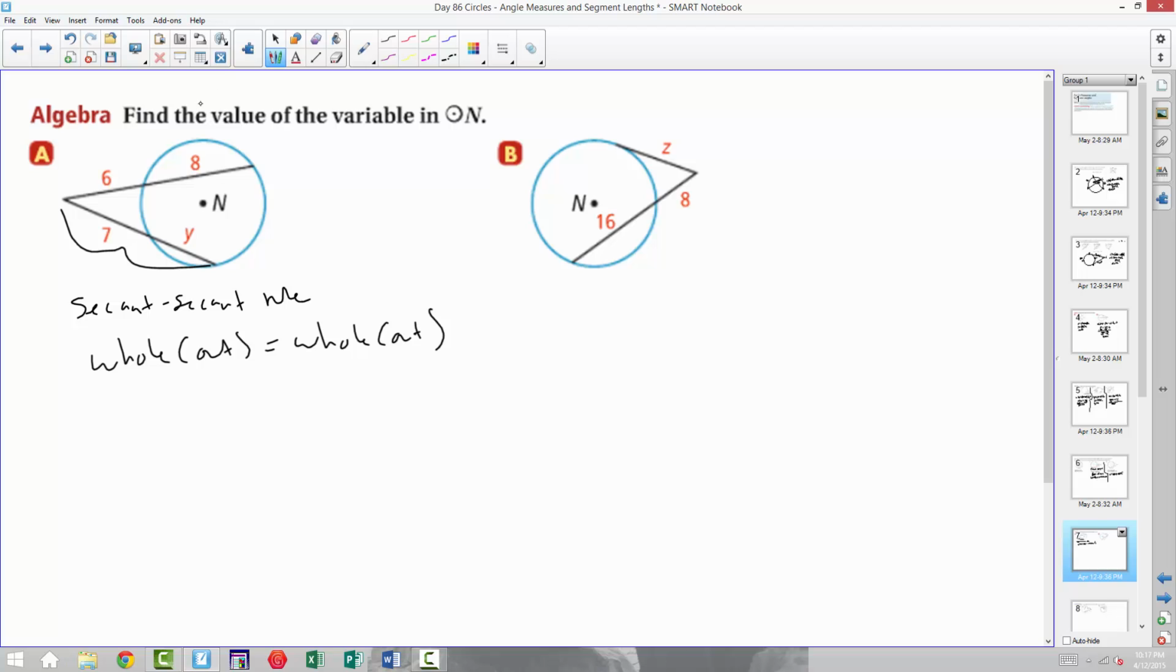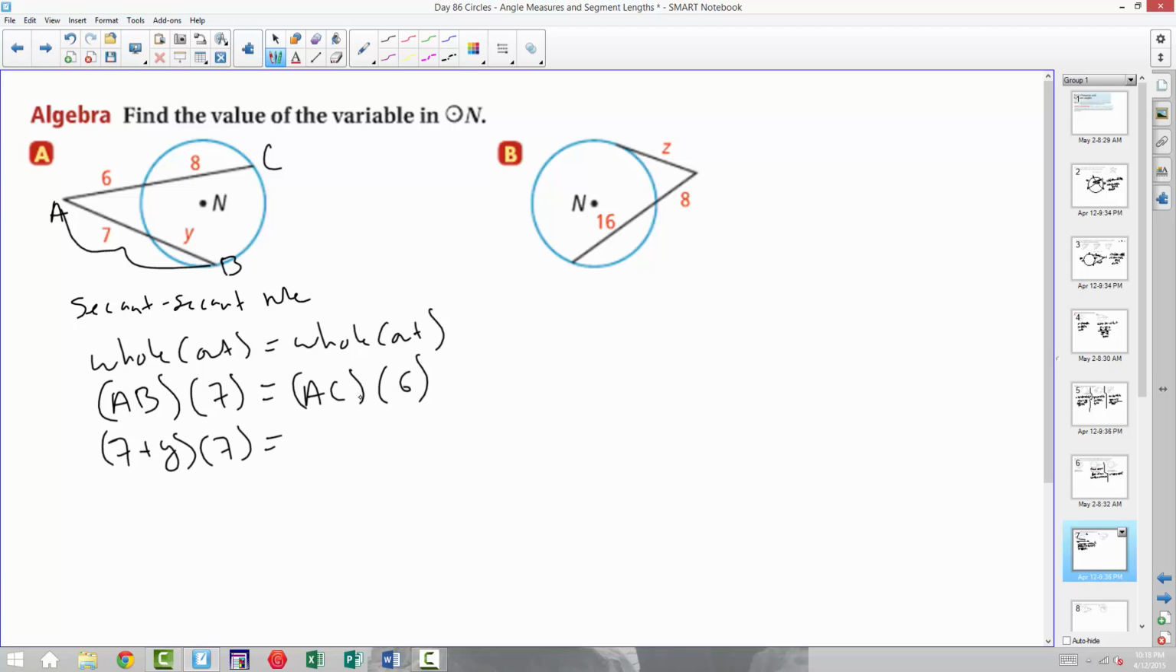Well, if I take the whole, I'll label A, B, and C. So the whole is AB, the outside is 7. The whole is AC of the other secant times the outside, which is 6. Well, my AB length is 7 plus y times 7. My AC, which is the whole length of the other secant line, is 6 plus 8 times 6.